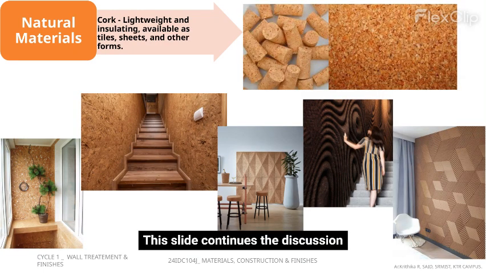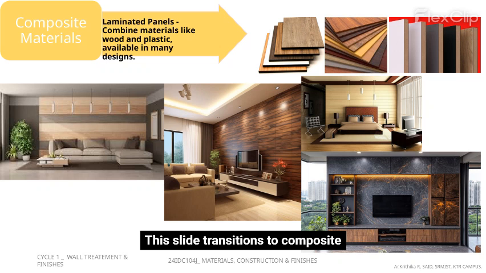This slide continues the discussion of natural materials, focusing on cork. Cork is lightweight and insulating, available as tiles, sheets, and other forms. This slide transitions to composite materials, starting with laminated panels. Laminated panels combine materials like wood and plastic, available in many designs.